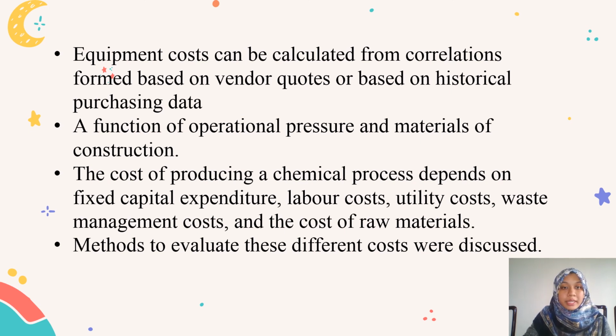It has been shown that the cost of producing a chemical process depends on fixed capital expenditure, labor costs, utility costs, waste management costs, and the cost of raw materials. In most cases, the cost of raw materials is the biggest cost. Methods to evaluate these different costs were discussed.